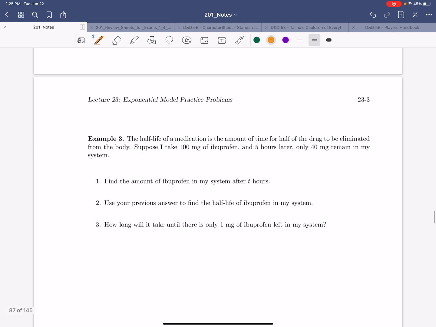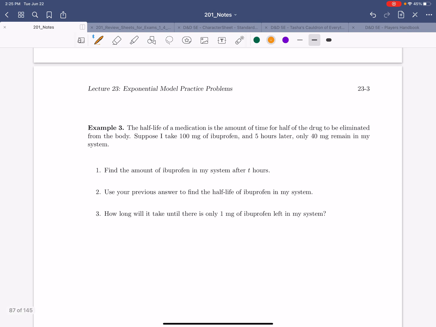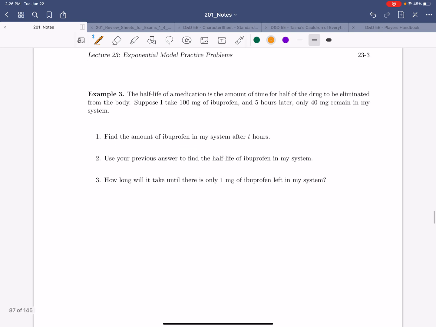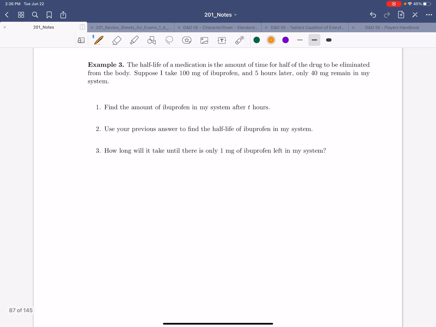Moving on to decay. Take some medication. Right, the half-life of medication, same sort of thing, amount of time it takes for the body to purge half of it or retain only half of it. So it looks like we start with 100 milligrams. 5 hours later, we have a little less than half in the system. So we create a model, find the half-life, and then find how long it takes till there's really a small amount of ibuprofen in there, right?